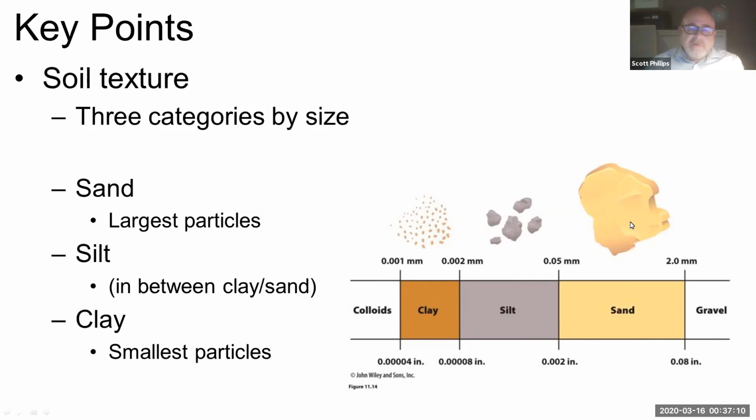Sands are the larger of the 3, and clays are the smallest of the 3. And then there's an intermediate category of silt. Sand would be more like beach sand. Silt would be about the texture of talcum powder. And clays are so small that they're invisible. They're just sort of a sticky material. They're the tiniest material that can be considered part of the soil.